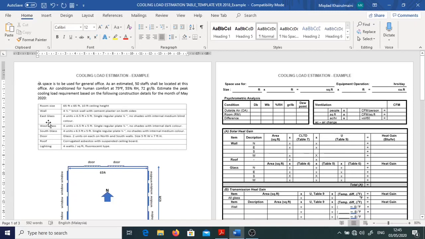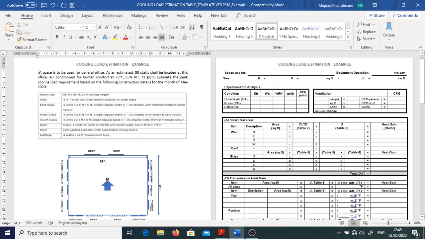On the east side of the building, we have glass, as you can see in the floor plan also provided in the question. We have 4 units of window, and each of the window is 6.5 feet times 5 feet. The type is a single regular plate, quarter inch thickness. There are no shades. No shades here refers to that there are no trees or no high-rise buildings blocking the window. But on the inside of the window, there is an internal medium color blind.